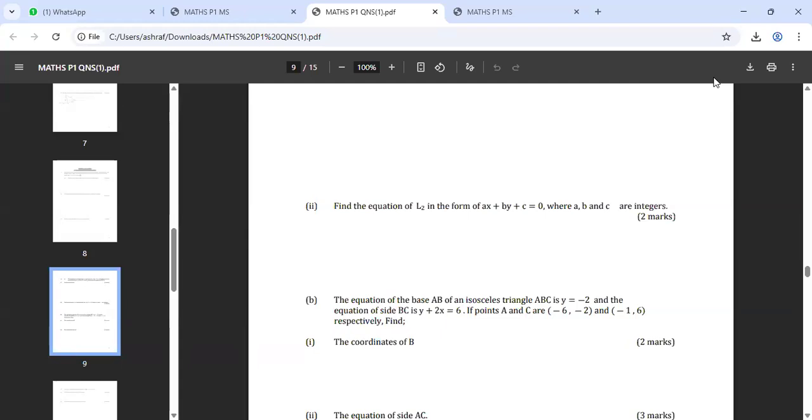Then also find the y-intercept. At the y-intercept, x is 0. So put 0 where there is x and make y the subject. 3.5. You can write it as 3.5, isn't it?